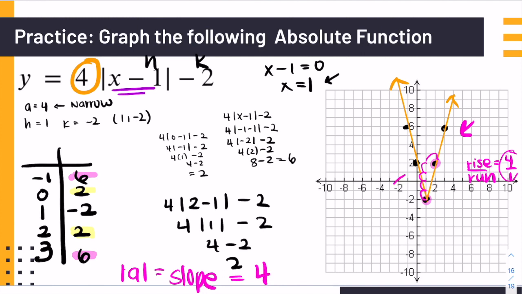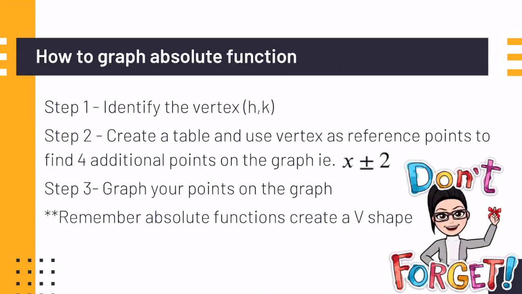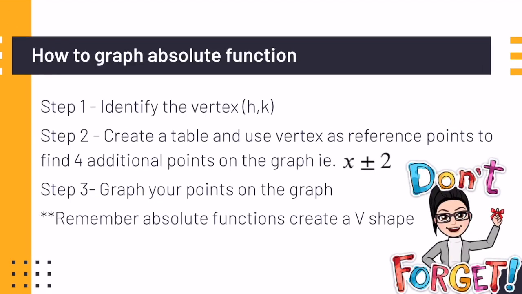And if we look at the other line, notice we go down 4 and right 1. And if you take the absolute value of this, it is still 4. So this is how everything ties back together. Use these tips to help you graph absolute functions. Remember that absolute functions and quadratic functions are very similar, except absolute functions create a V shape, whereas quadratic functions create a U-shaped graph.